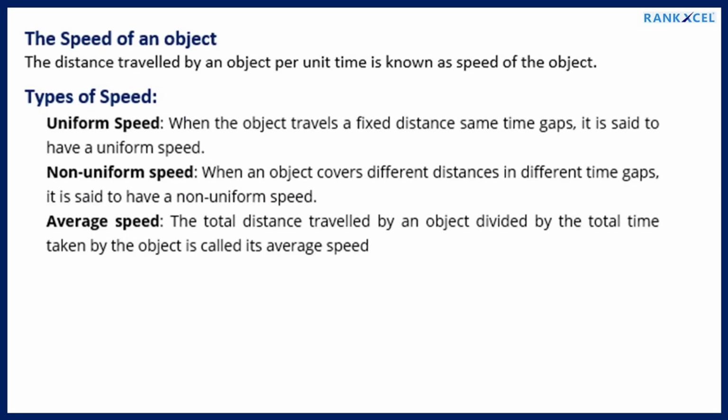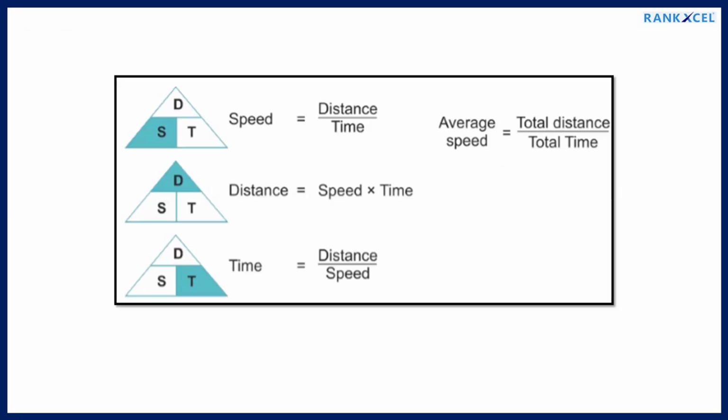The speed of an object. The distance traveled by an object per unit time is known as speed of the object. Types of speed. Uniform speed: when the object travels a fixed distance in equal time gaps, it is said to have a uniform speed. Non-uniform speed: when an object covers different distances in different time gaps, it is said to have a non-uniform speed. Average speed: the total distance traveled by an object divided by the total time taken by the object is called its average speed.